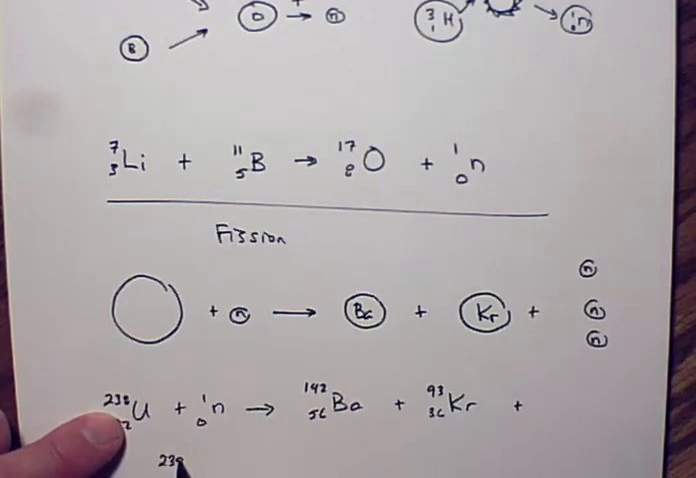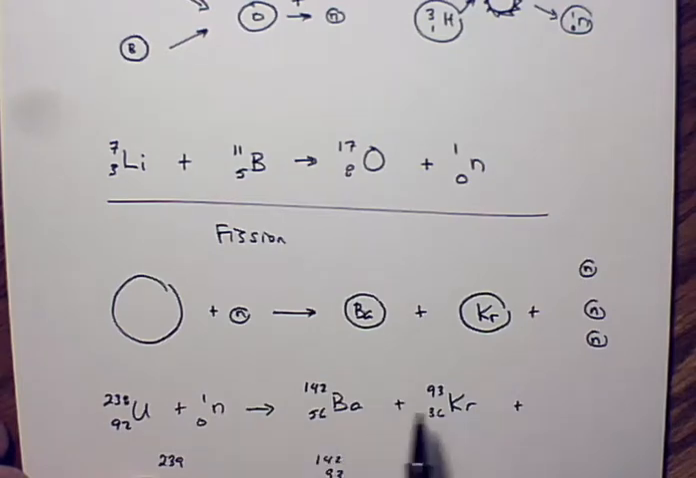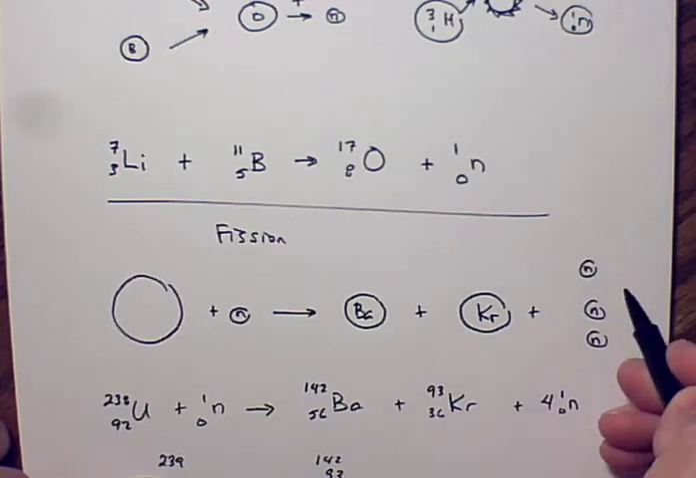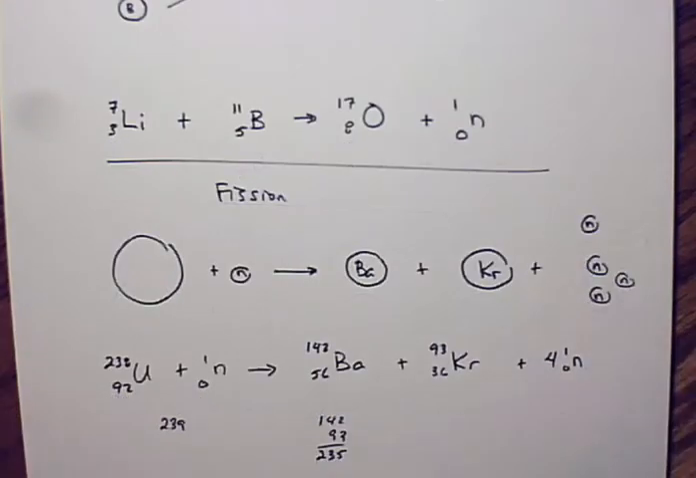That's a total mass of 239 over here. Right now we've got 142 and 93 for a mass of 235, and we need to have 239. So how do we get 4 more mass units? 4 neutrons. And neutrons have an atomic mass of 1, atomic number of 0. We need 4 neutrons.